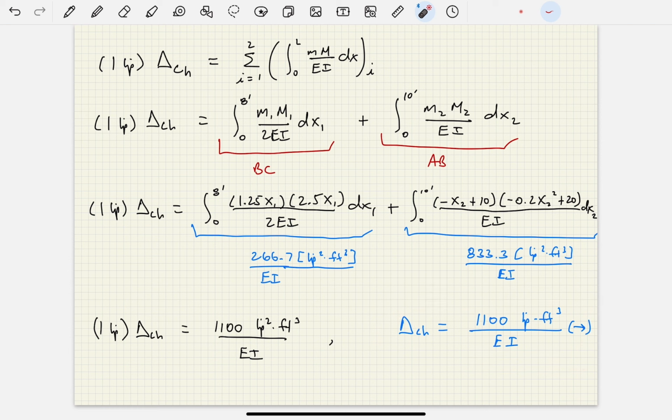It makes sense. If you did have values of E and I, you could substitute numerical values in for E and I. You've got to convert units accordingly and be careful with that. But you could get a nice, solid, actual numerical answer if you knew what E and I were. So that concludes this example problem.